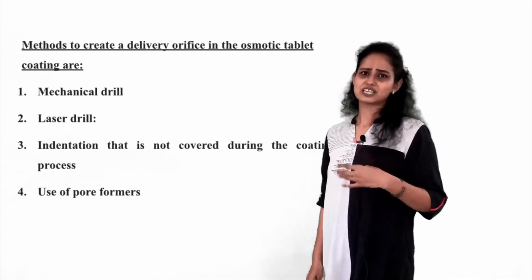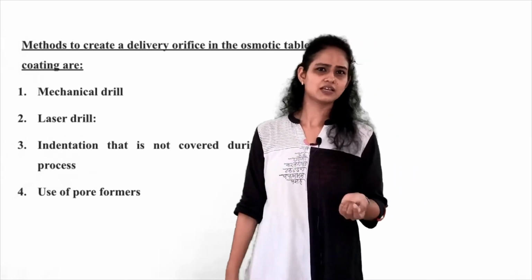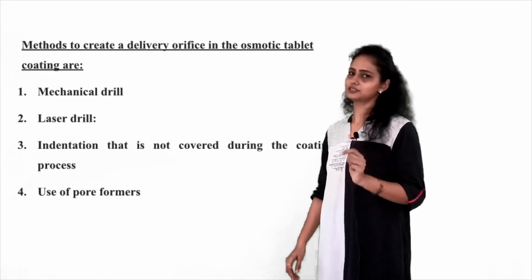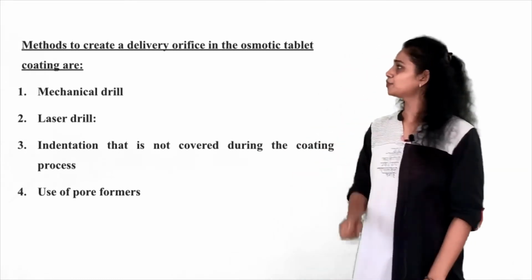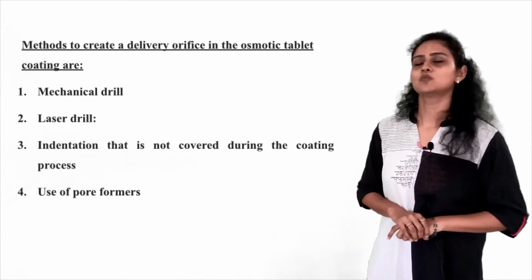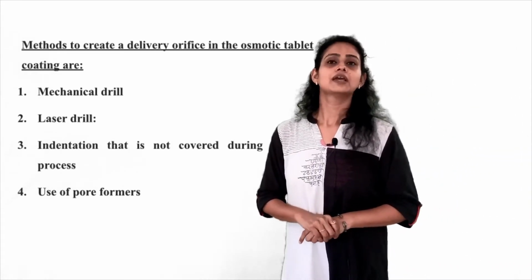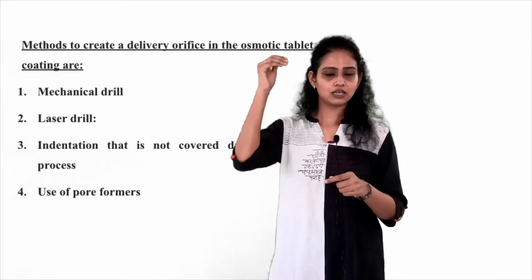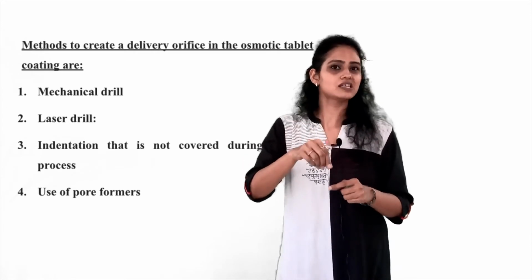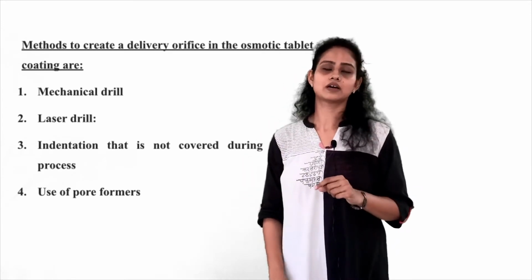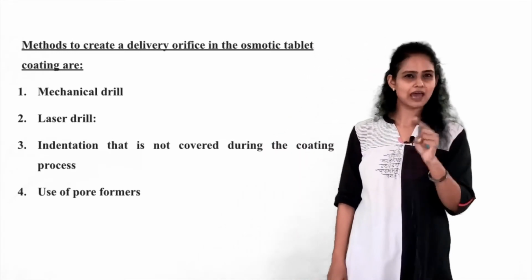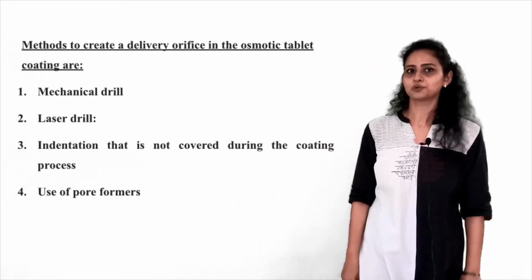You can do it for the experimental dosage form when you are designing or optimizing the dosage form. Once you are going for commercial production, that is not possible. The second approach is laser beam. Here we mostly use a CO2 laser beam. The laser beam is made to fall directly on your dosage form at a specific area, and that creates a delivery orifice. So that is the use of laser beam.